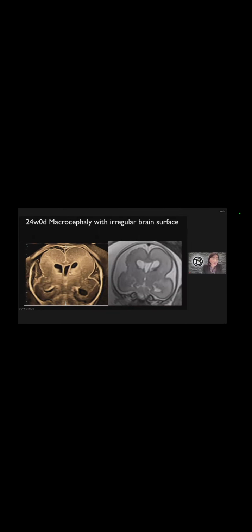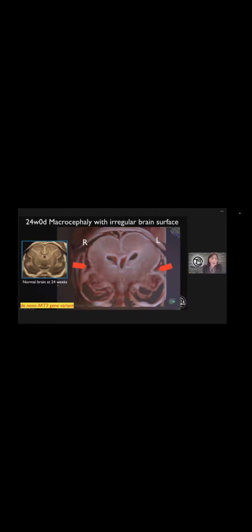Now about the irregular brain surface. Here, this is the macrocephaly with irregular brain surface in the ultrasound and MRI. And here you can see this is the MRI, and you can see the very irregular brain surface of the Sylvian fissure. And also here you can see, and this part is very, very smooth. And this case was the AKT3 variant. And this is a postnatal MRI, and you can see the asymmetrical abnormal gyrification in postnatal MRI.